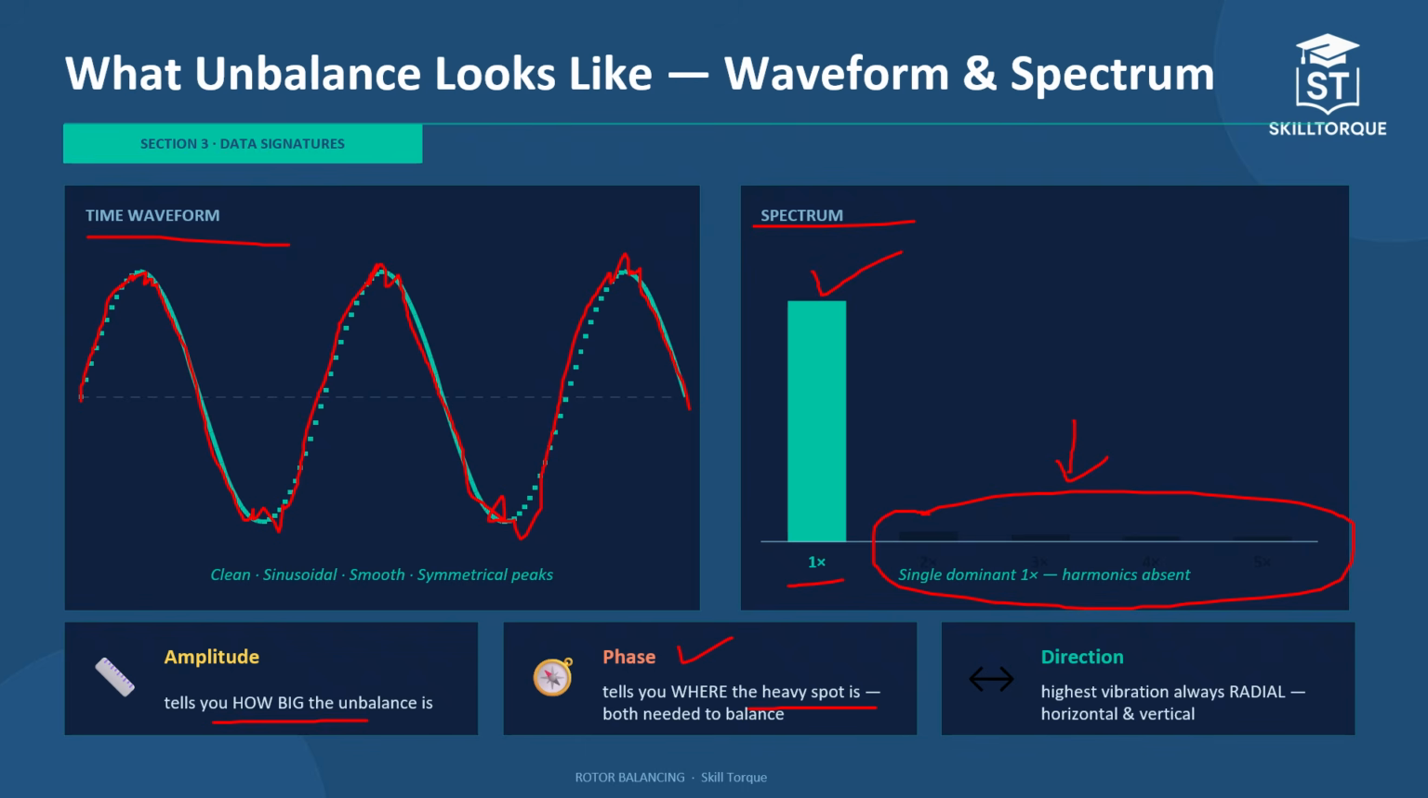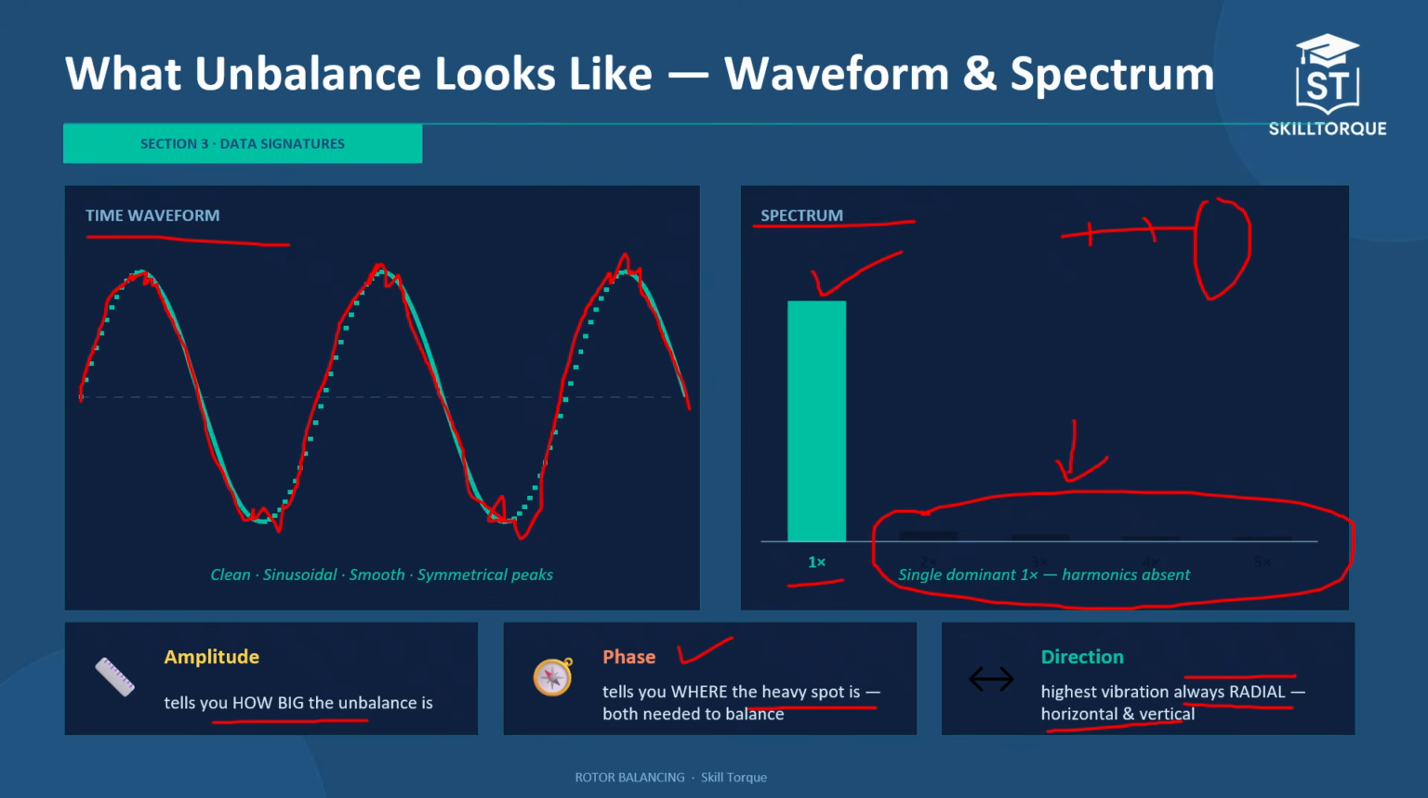Now come to the third point, that is the direction. Normally unbalance is a radial force, right? It acts outwards from the center of rotation. So the highest vibration from unbalance always comes in the radial direction, and radial means horizontal and vertical. Axial vibration for pure unbalance should be very low. In case the rotor is overhung, you will also see more axial. So radial will be more, but axial can also be more.